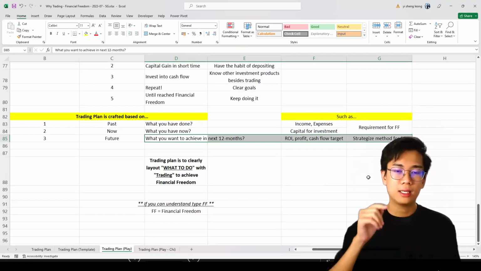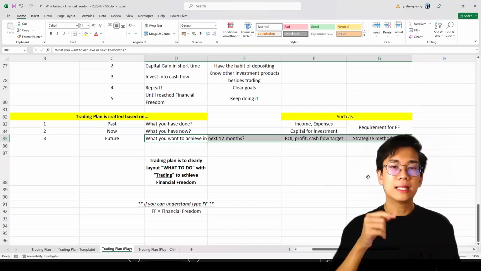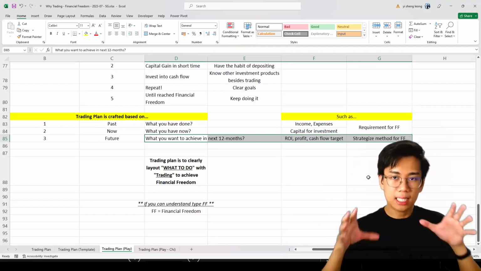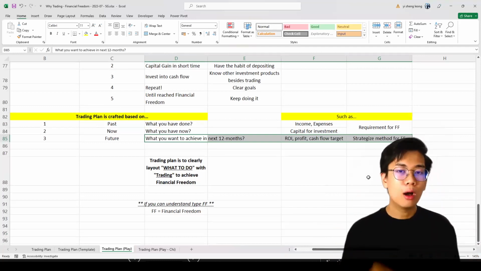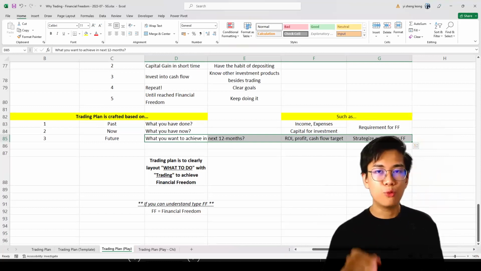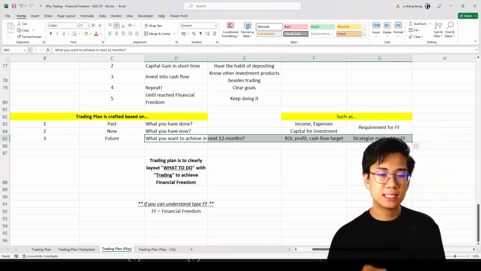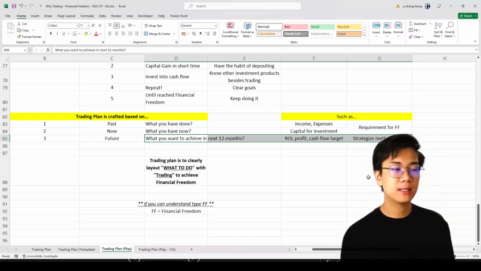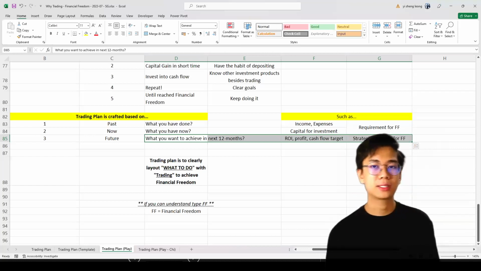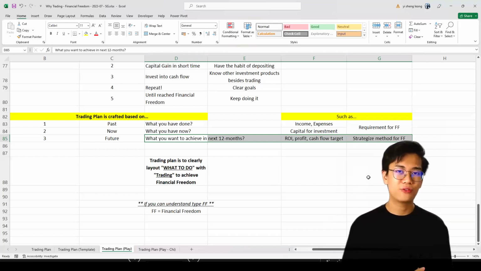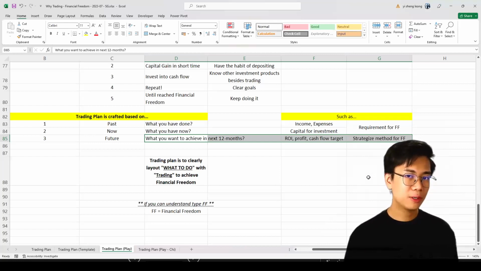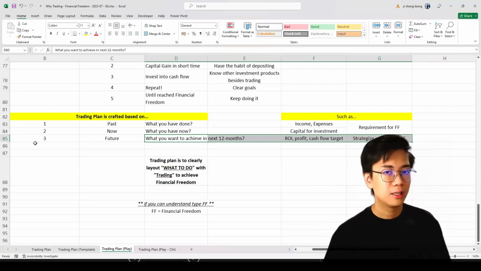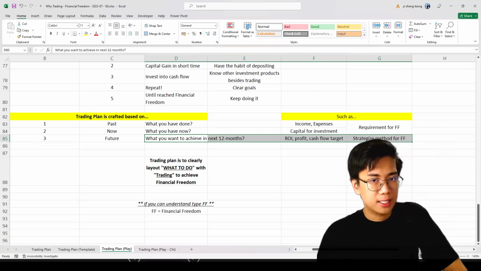Okay, so in the end, I want to conclude this trading plan here is to clearly lay out what to do with trading, and this will help you to achieve your financial freedom. Now, if you can understand what I'm saying here, I type the FF into the chat box. FF stands for financial freedom. Great plan will provide more guidance along the way. Yes, we do have guidance as well.